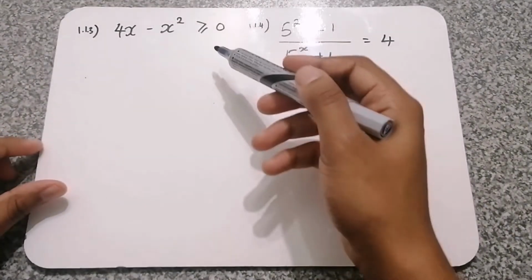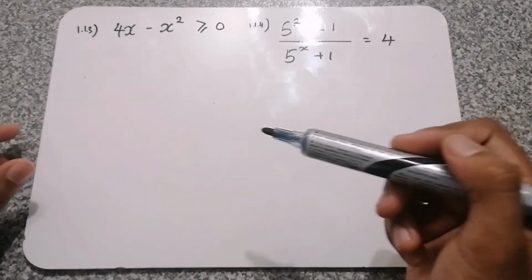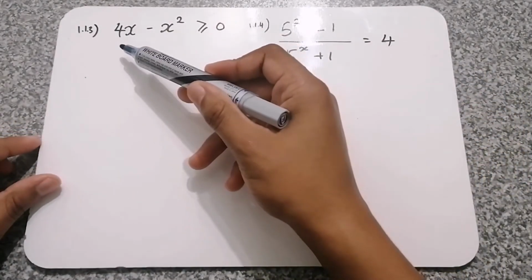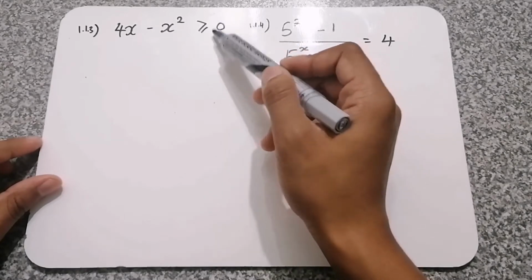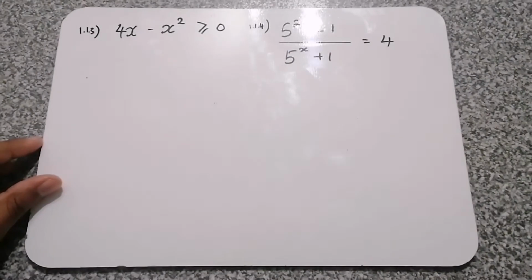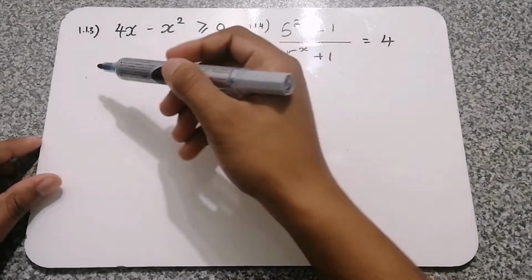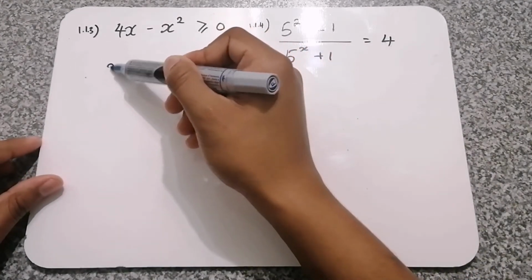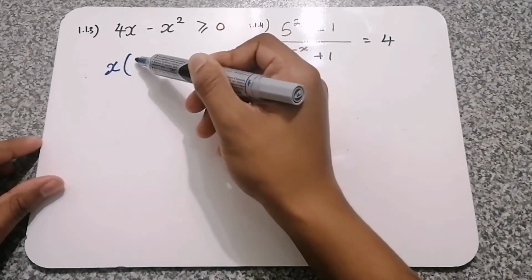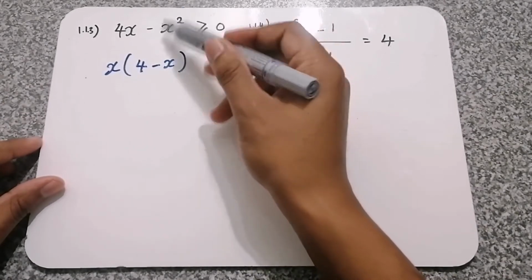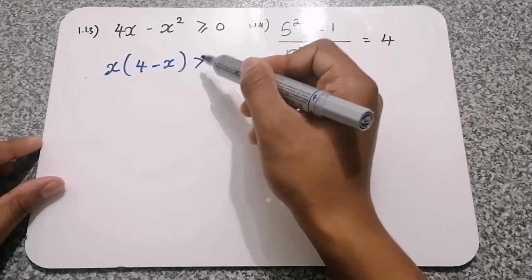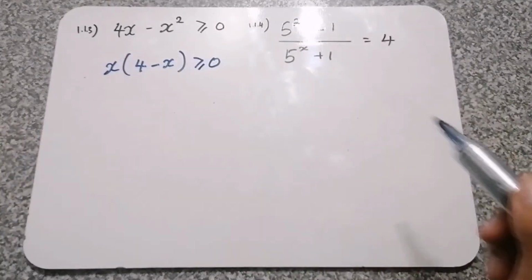We have an inequality now. We're also going to be solving x. This time it's 4x minus x squared greater than or equal to 0. Okay, so let's first factorize. Factorizing will be easy because I can just take out x as a common factor, and inside the bracket I'm left with 4 minus x. There'll still be 1 left. This is greater than or equal to 0.